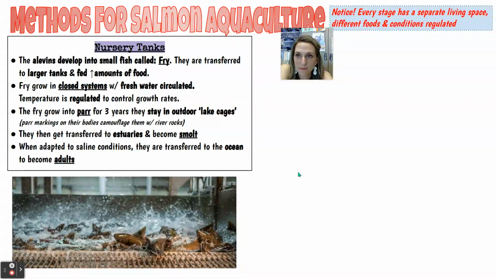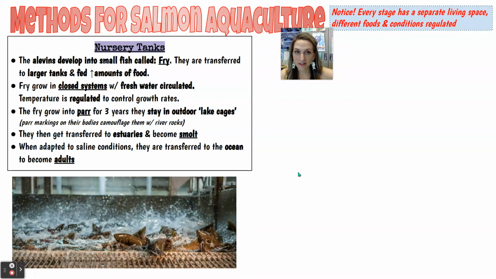In a nursery tank, the alevin will develop into small fish called a fry, and that might be why people will say, oh, look, it's a fish fry, or it's a small fry. A fry would be something that's small. They're transferred to larger tanks. They're fed more amounts of food. So they're getting bigger, they're going to a different area, and their food is also going to start to change.